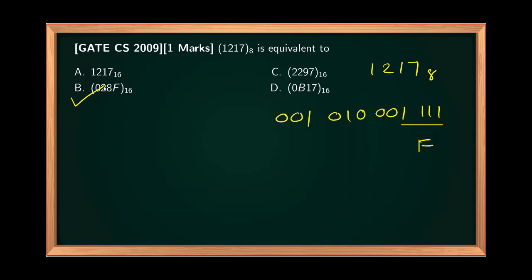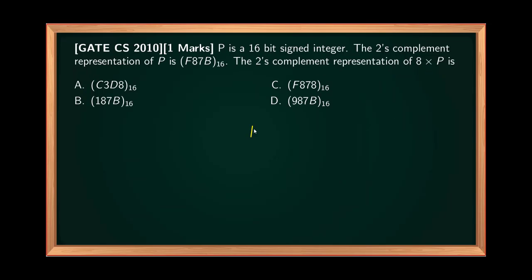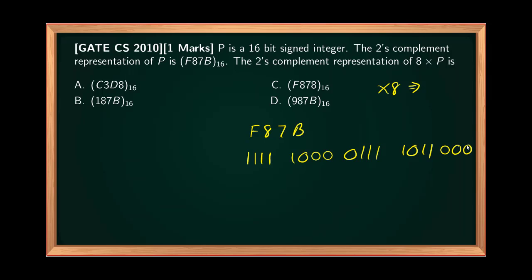So that is option B. The given number is F87B hexadecimal. Multiplying by 8 is equivalent to inserting zeros on the LSB side. So the given number is 1111 1000 0111 1011. Inserting 3 more zeros is equivalent to multiplying by 8.